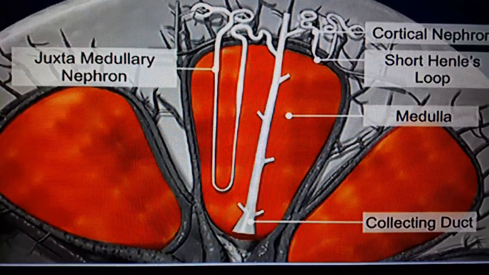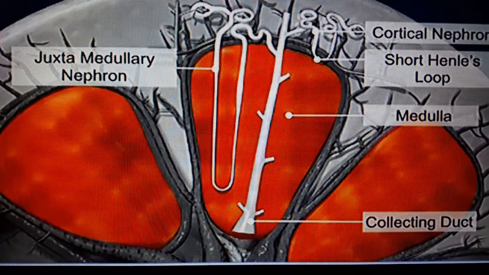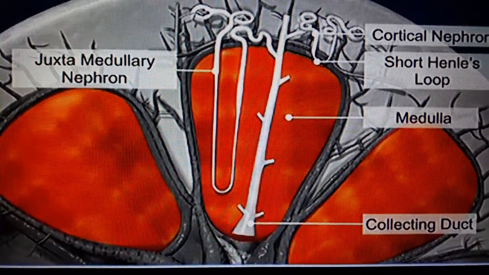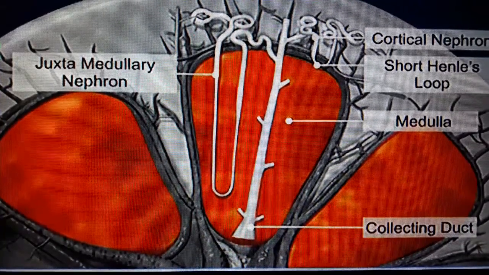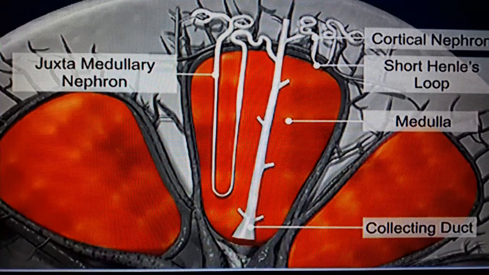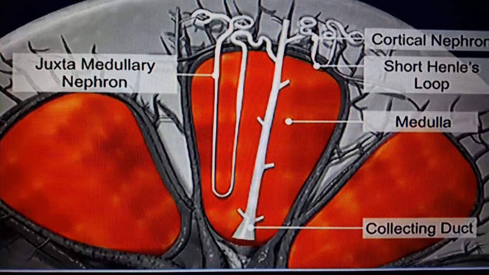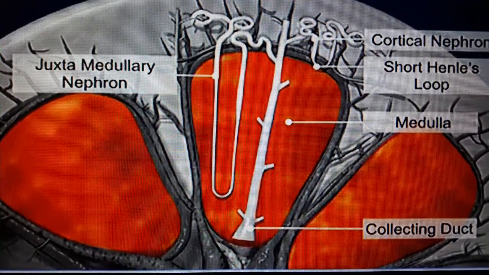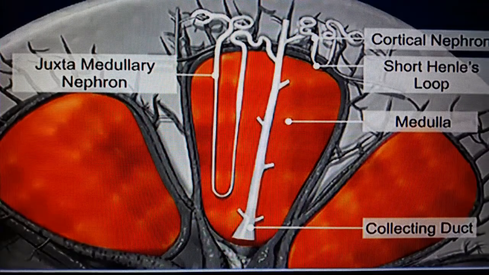Before discussing types of nephrons, we will talk about the different types of epithelium present in the different parts of a nephron and their functions. These are the most important functions of the epithelium. If you want to compare them, draw three columns: first column, part of nephron; second column, types of epithelium; and third column, functions.